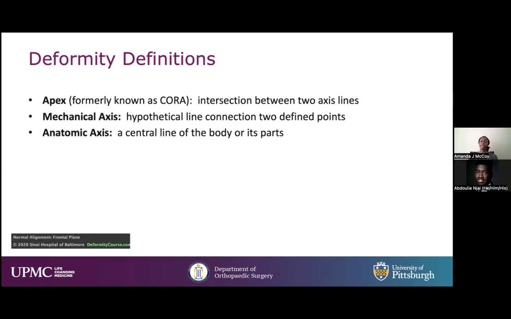A mechanical axis is a hypothetical line drawn between two defined points. So that's basically a line between the femoral head and the center of the distal femur. And an anatomic axis is drawn along the bone. So that could be along the tibia. So in some bones, the anatomic axis matches the mechanical axis, like the tibia. But in other bones, the anatomic axis does not match the mechanical axis. They're about 6 degrees off in the femur.